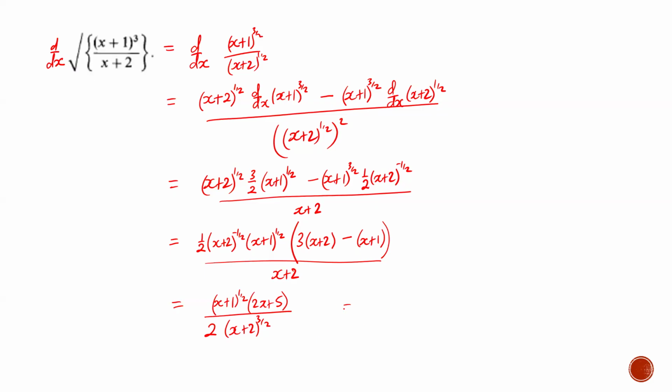Of course, you could end up writing it as a half times the square root of x plus 1 out of (x plus 2) cubed times (2x plus 5). You could write it like this. There's no harm. And so that's how we use the chain rule to differentiate.